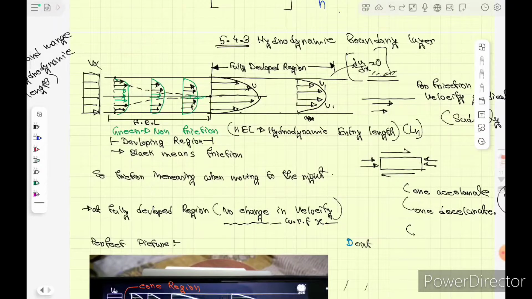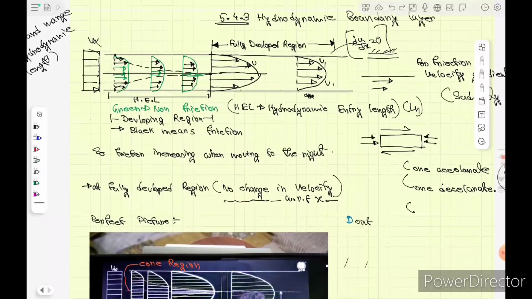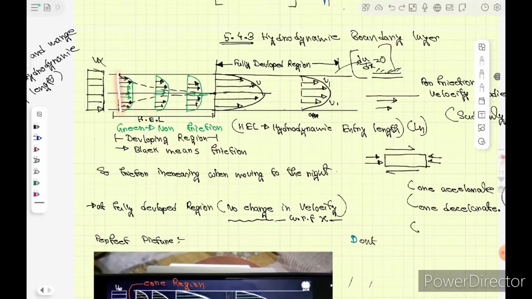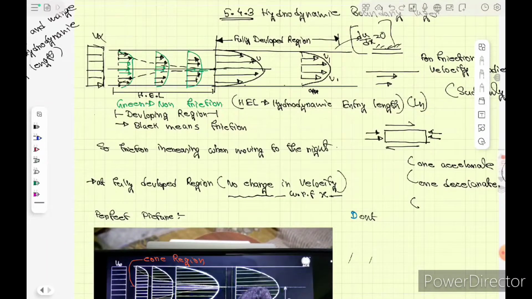So now this is the flow that will happen. In the black regions, which are the developing regions, and in between where the greens are, there is no friction, but in the black region the friction is more, and as the flow progresses, the friction becomes more and more, and the green parts become less and less. When they are submerged, that is fully developed flow. The length up to there we will call the developing region.